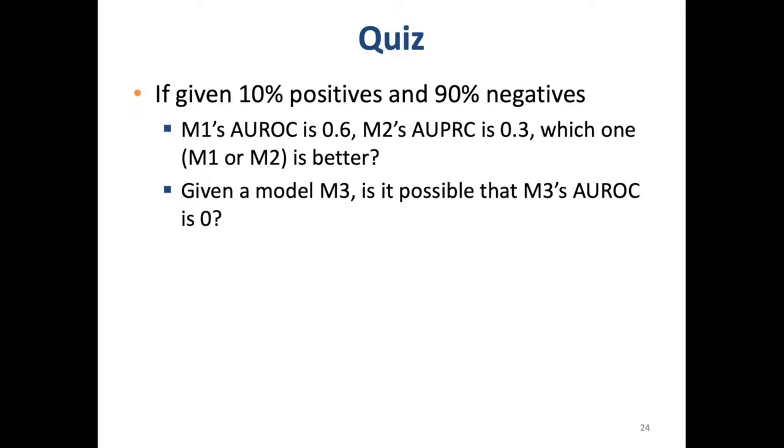If given another model, model 3, is it possible that model 3's area under ROC curve is 0? It is possible, when model 3 is an inverse indicator, although unlikely. Is it possible that model 3's area under the PR curve is 0? It's impossible. As long as we have some positive instances, its area under the PR curve cannot be 0. There's always some unreachable area.